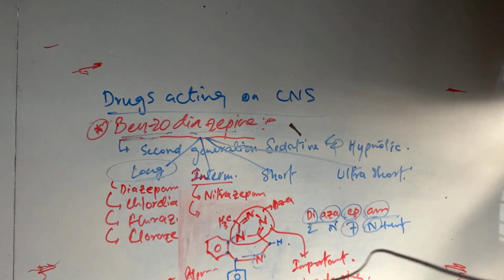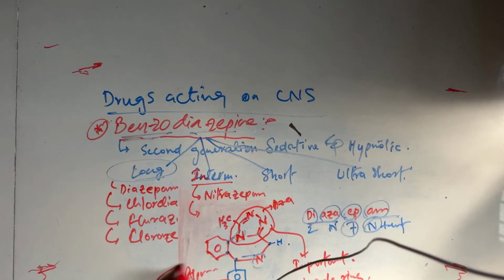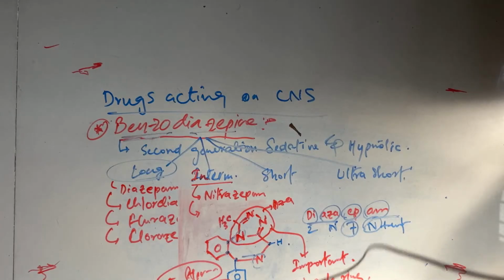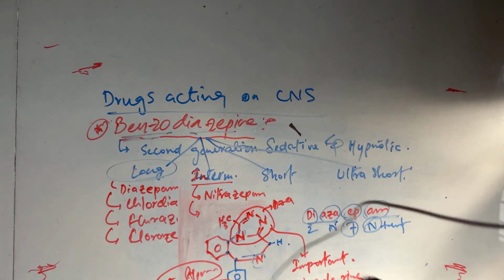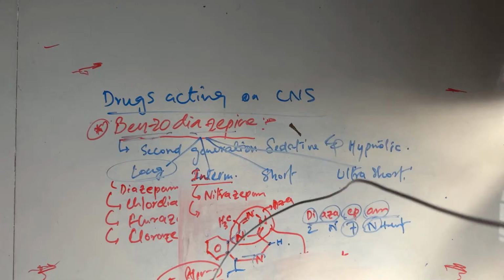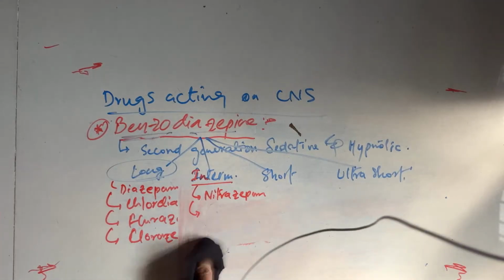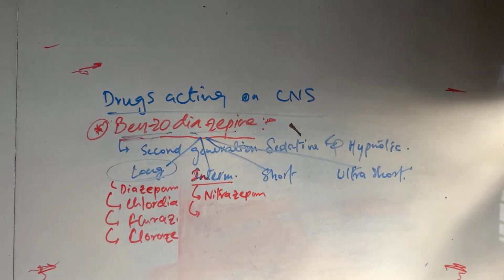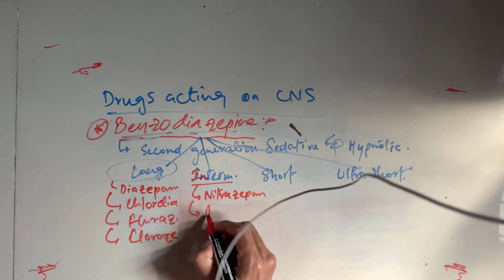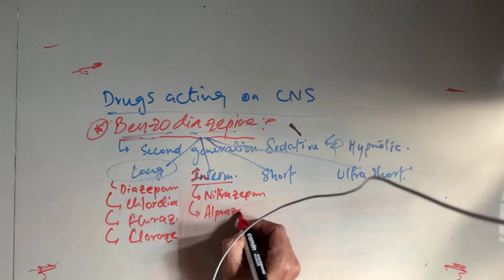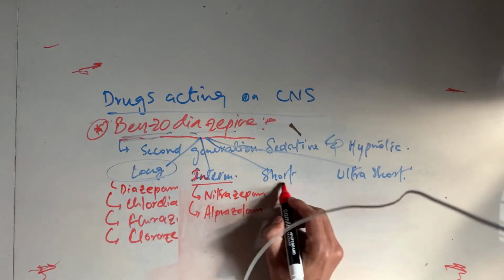Okay? So the presence of triazole ring is in triazolam and alprazolam. That's why the alprazolam structure is a little bit important for competitive exam purposes. Okay, now we will see the different examples of the classes of benzodiazepine. So second one is nitrazepam and alprazolam. Okay, third one is short acting.